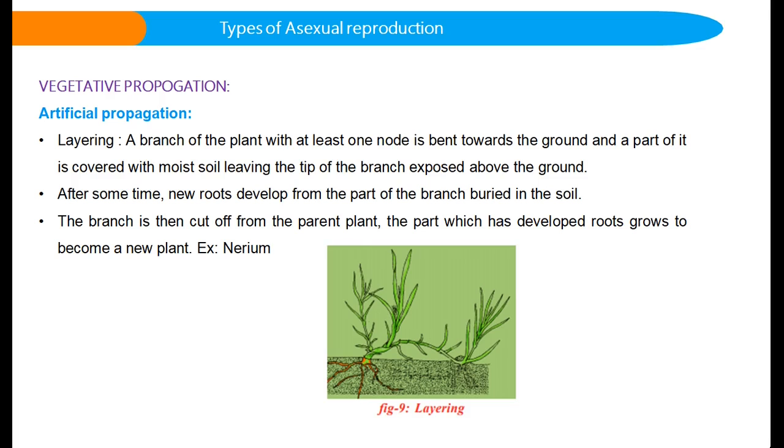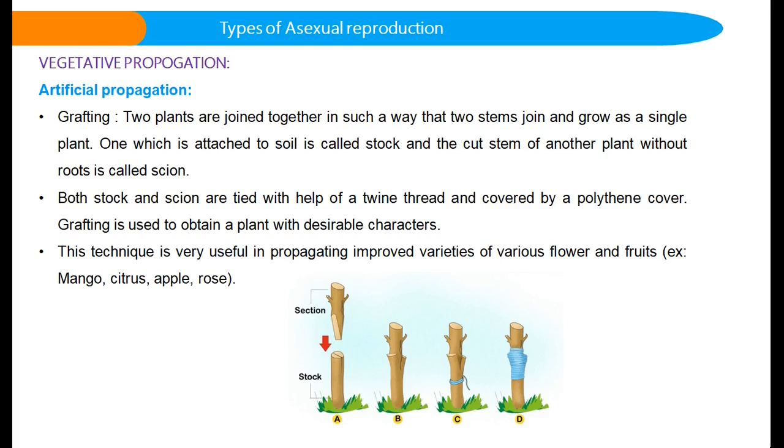Layering. A branch of the plant with at least one node is bent towards the ground and a part of it is covered with moist soil, leaving the tip of the branch exposed above the ground. After some time, new roots develop from the part of the branch buried in the soil. The branch is then cut off from the parent plant. The part which has developed roots grows to become a new plant. Example, Nerium and jasmine also.